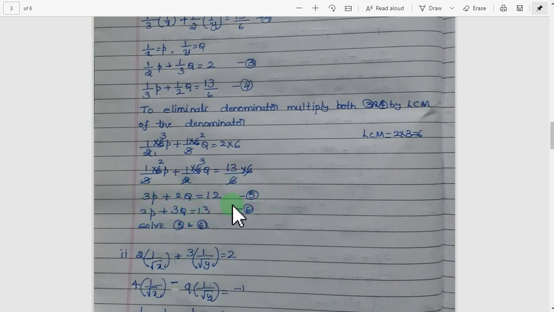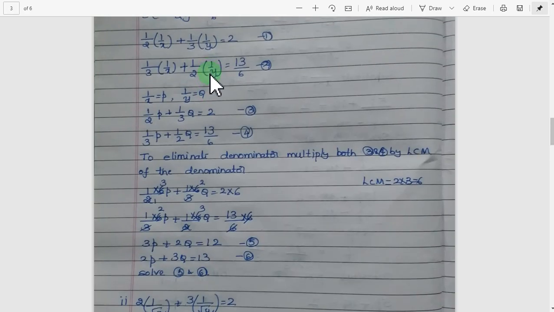Then solve as usual, as we did in the last sum. Solve this and substitute p as 1 by x, which we did in the first sum also.